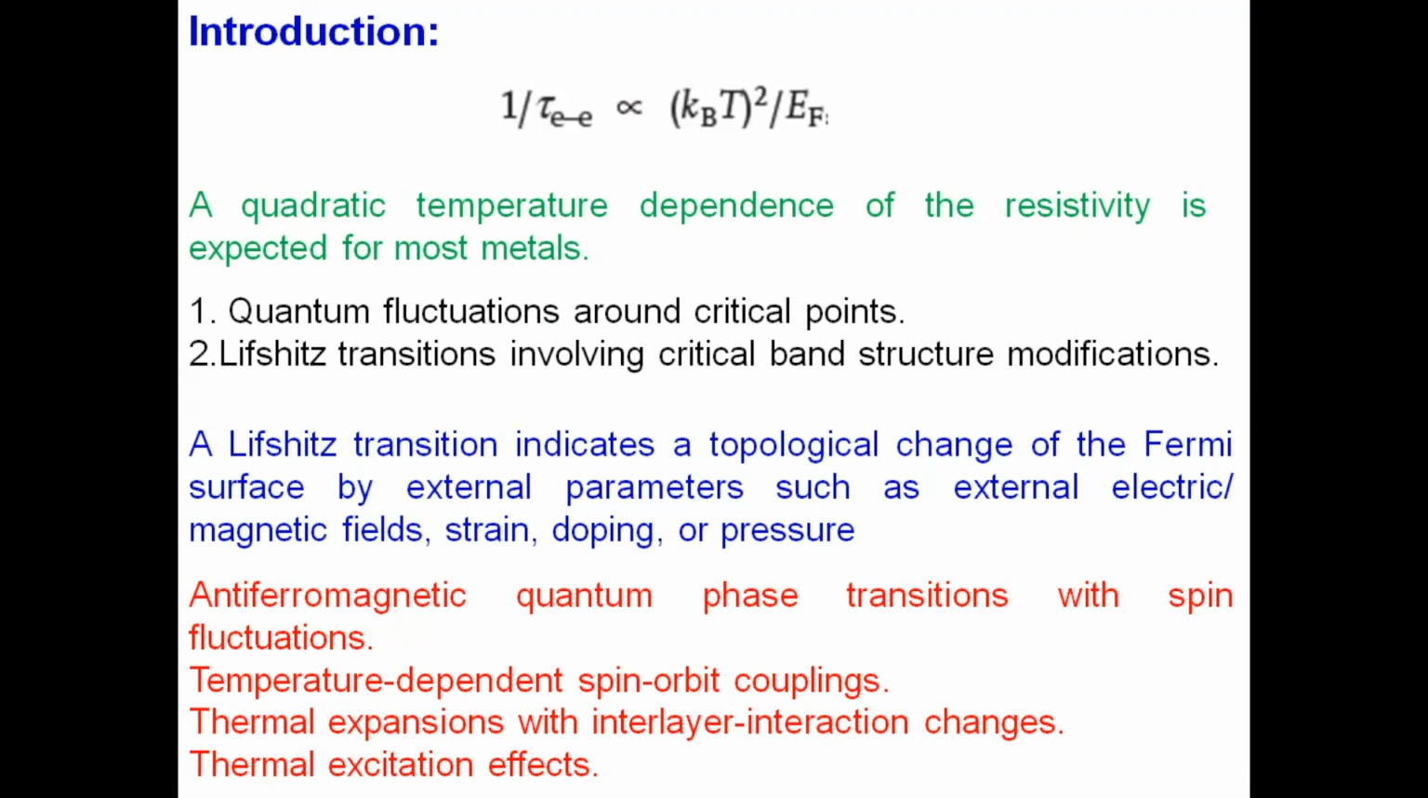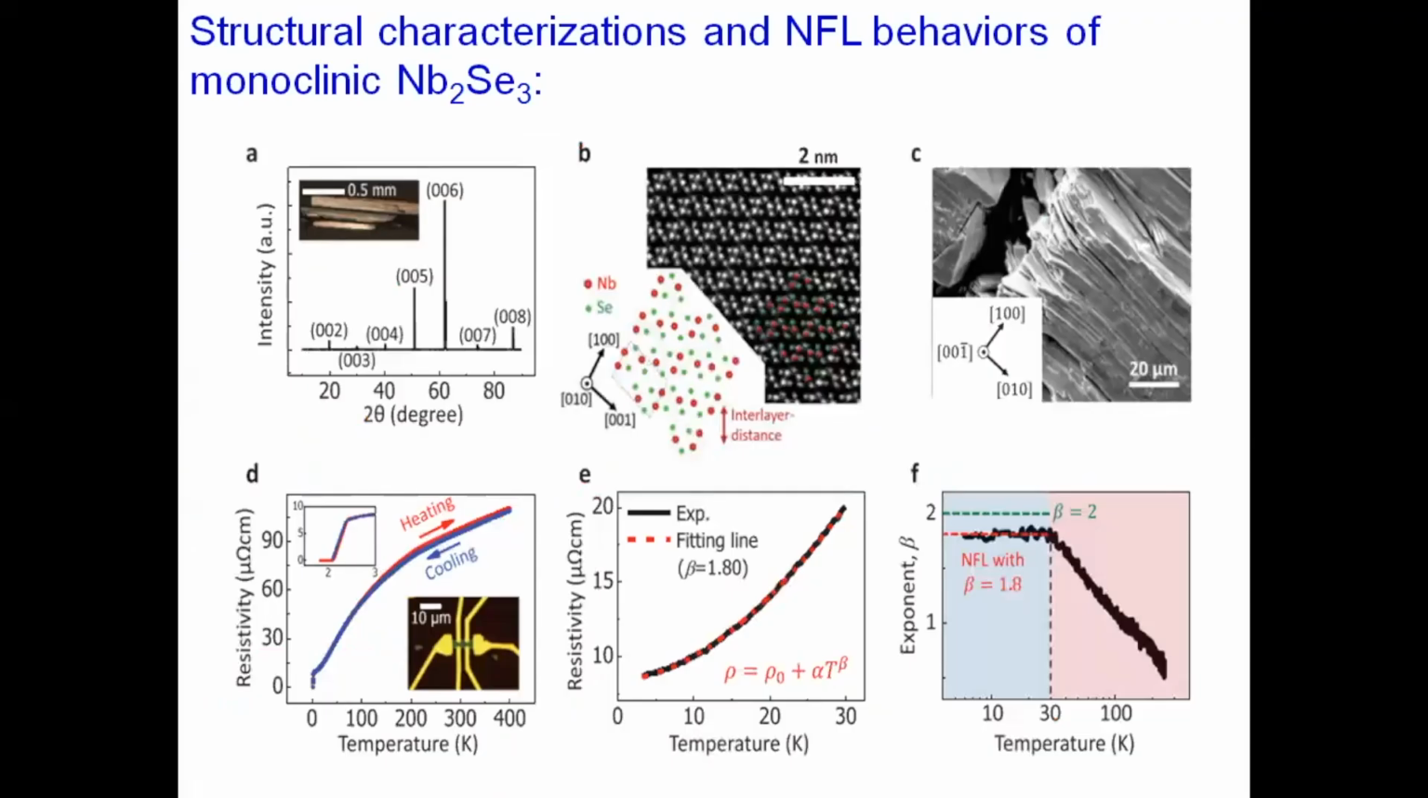But in this paper, the authors have tried to quantify the physics. I mean the two proposed mechanisms, quantum fluctuation around the critical point and Lifshitz transition. How could this be quantified to explain the non-quadratic dependence of the resistivity on temperature? So the material under investigation is niobium selenide, which is monoclinic in structure. It is a layered material and it is semi-metallic in nature up to 30 Kelvin, and above 30 K it is metallic in nature. So look at this figure A.